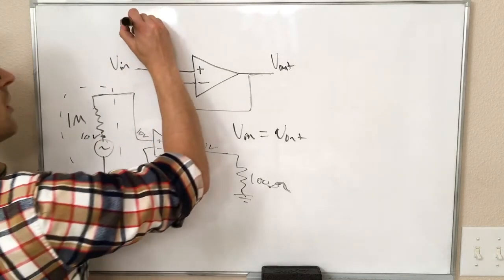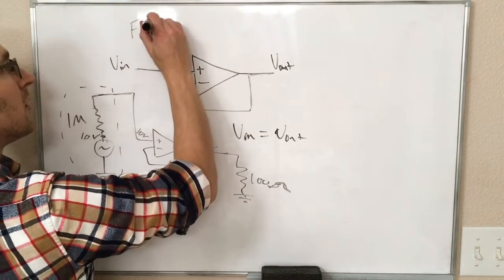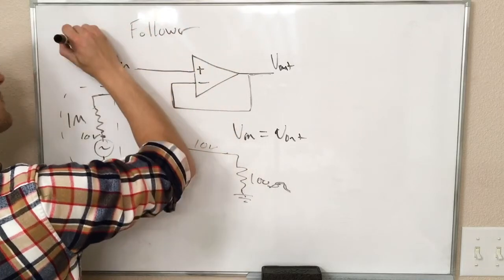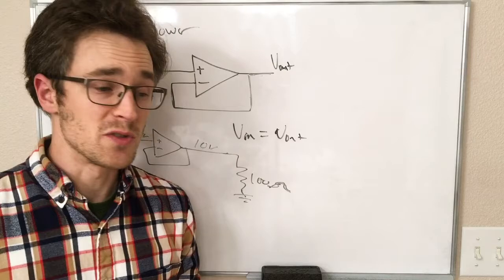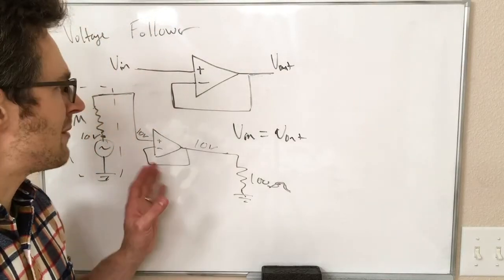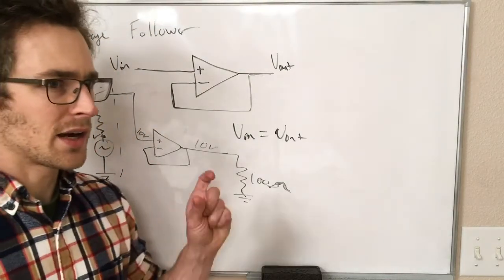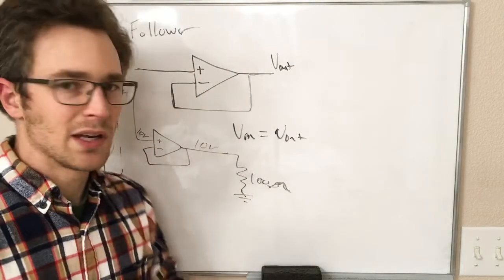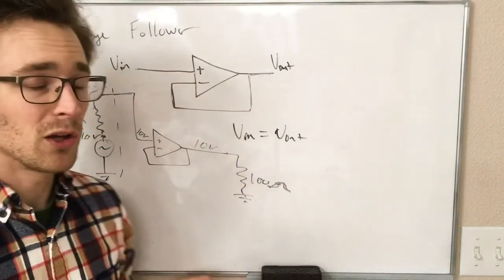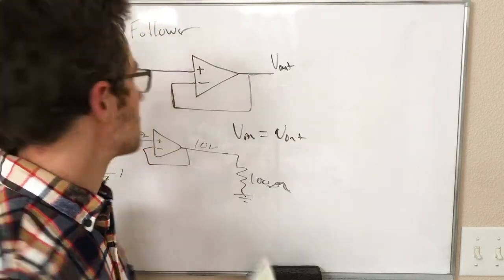Okay, so this is called a voltage follower. And we talked about transistor voltage followers a couple weeks ago. So this is the same idea, except it's not going to have that 0.7 volt drop. And if we have the right power supply, it can go positive and negative. This is a much, much better voltage follower than a single transistor.